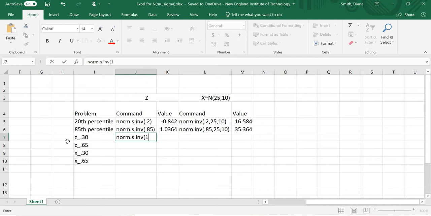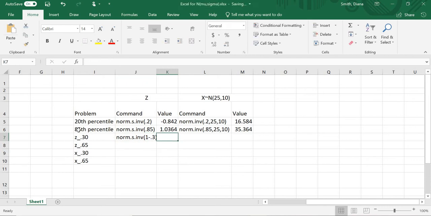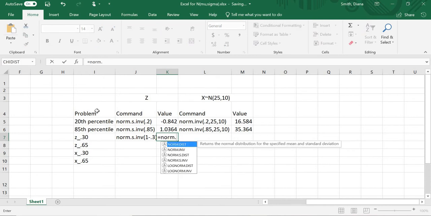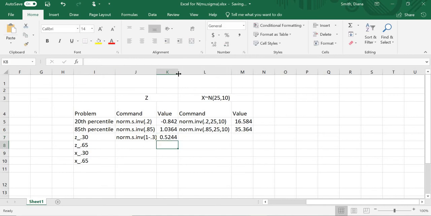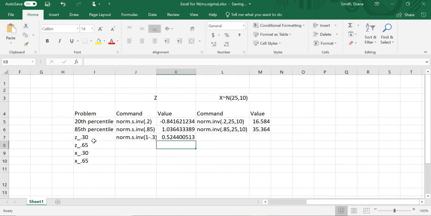And I can just put 1 minus 0.3 if I don't want to have to do that math in my head. Or I could do the 0.7 that I know that it is. Okay. So again, I'll do it with the equal sign, norm.s.inverse. I want to be lazy, so I'll do 1 minus 0.3. And again, hopefully this makes sense. If 30% is to the right, then I have to be bigger than the mean, which is 0 if I'm on a standard normal distribution. So I should be a positive number.